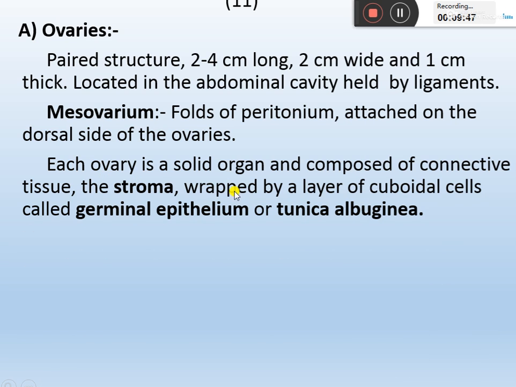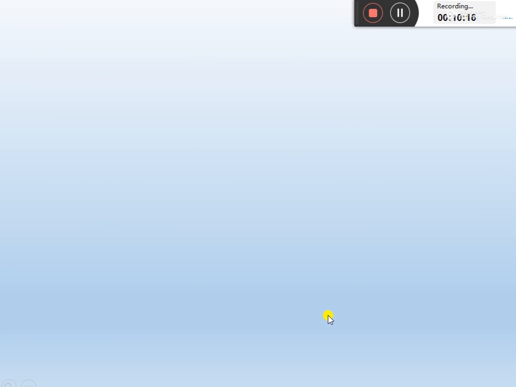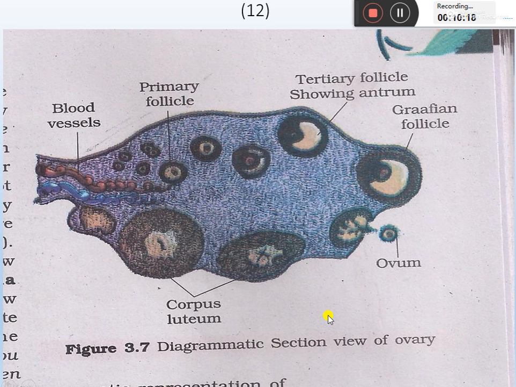Each ovary is a solid organ composed of connective tissue called the stroma, wrapped by a layer of cuboidal cells called the germinal epithelium or tunica albuginea. Stroma consists of the outer ovarian cortex and inner ovarian medulla. Stroma contains developing follicles. Matured follicles are called the Graafian follicle, which is supposed to release the ovum or secondary oocyte. Let's look at the structure of the ovary.